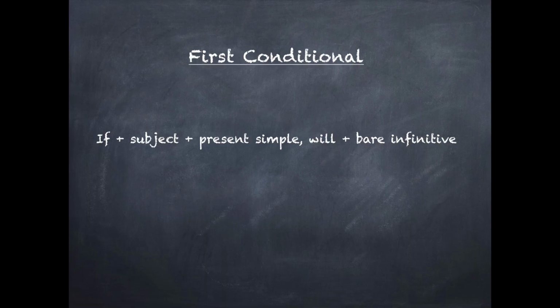Okay, so let's start with the form, the structure. So to make the first conditional, we start with the if clause. So we use if, subject, and present simple. So this is the first part. This is the if clause. This is then followed by the main clause. So we use will plus the bare infinitive. That's important, so don't forget that.